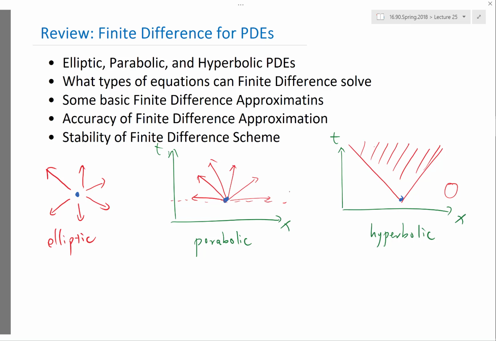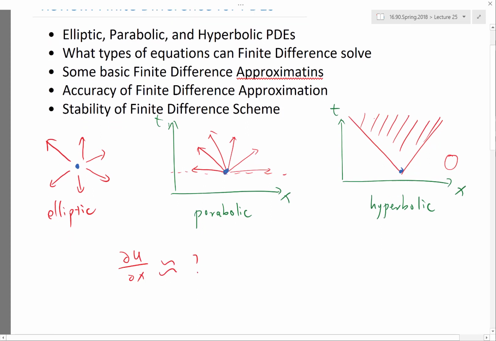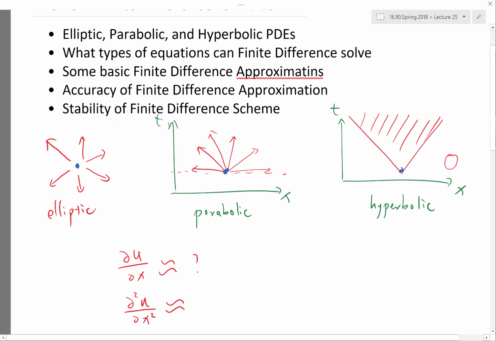So some basic finite difference approximations, partial u, partial x equal to something, right? You should be familiar with that. Second order derivative. These are the two types of derivatives that you should be familiar with using the finite difference method. And also how to analyze the accuracy of finite difference approximations. These also use Taylor series analysis. The tool you use is exactly the same as the one you use in analyzing local accuracy in ODEs.